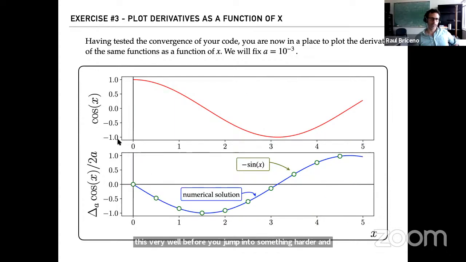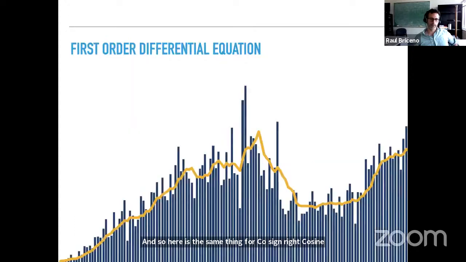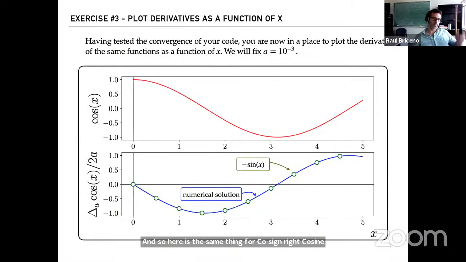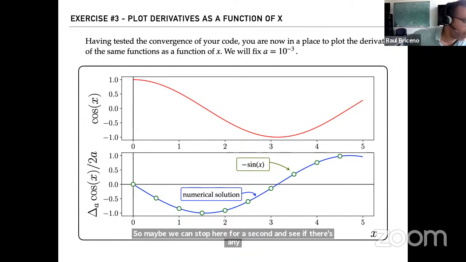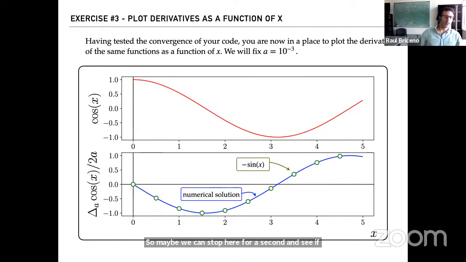And here is the same thing for cosine. The derivative of cosine is equal to negative sine. And look at that, it looks beautiful. You could do the same thing with the polynomials, but the story is basically the same. So maybe we can stop here for a second and see if there are any questions before we start introducing differential equations.